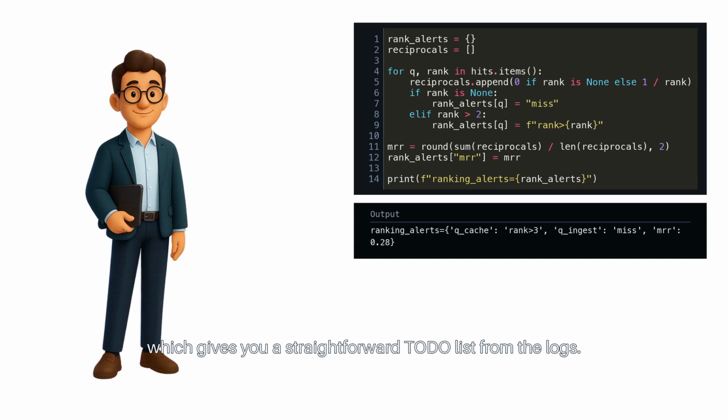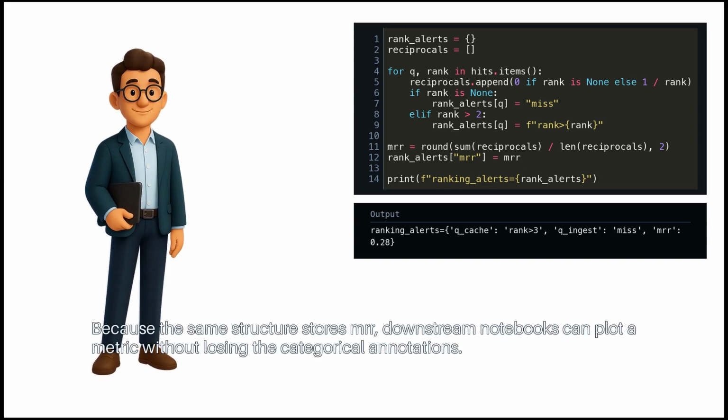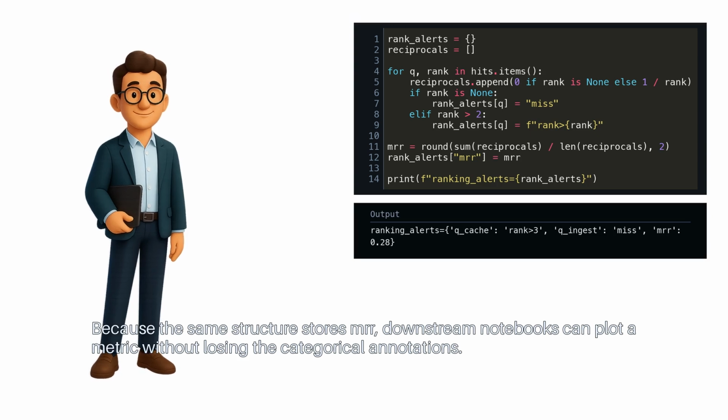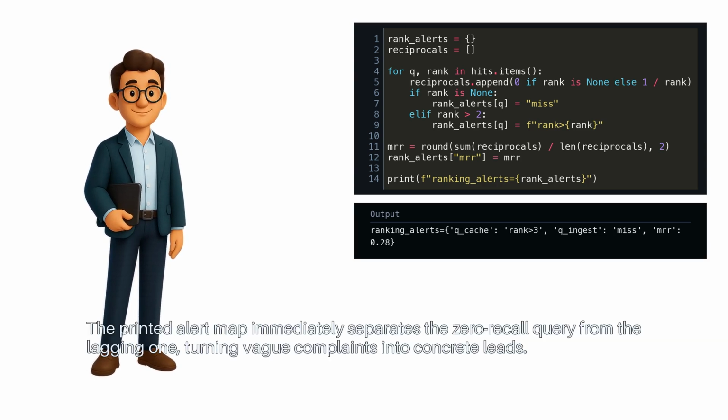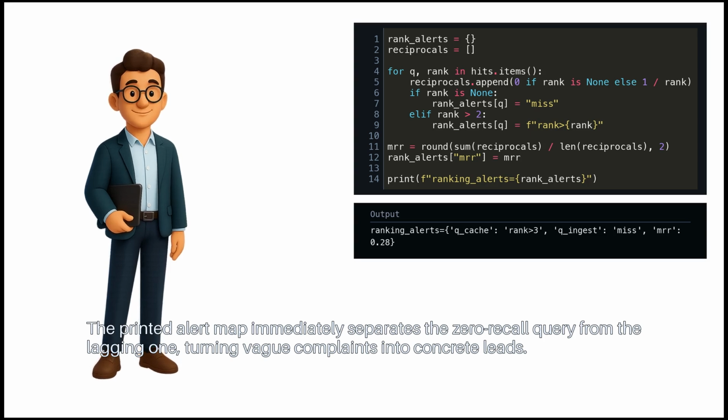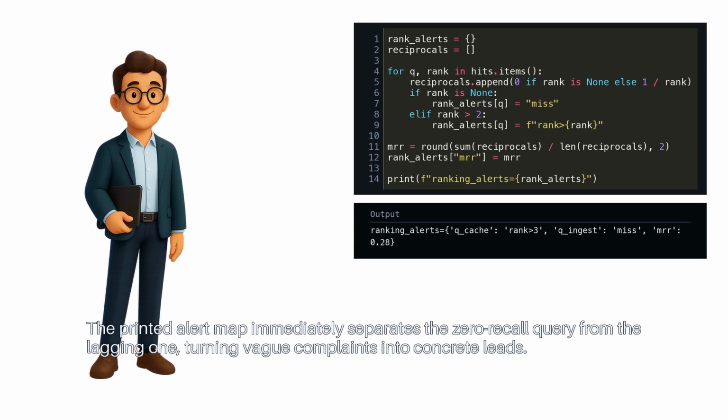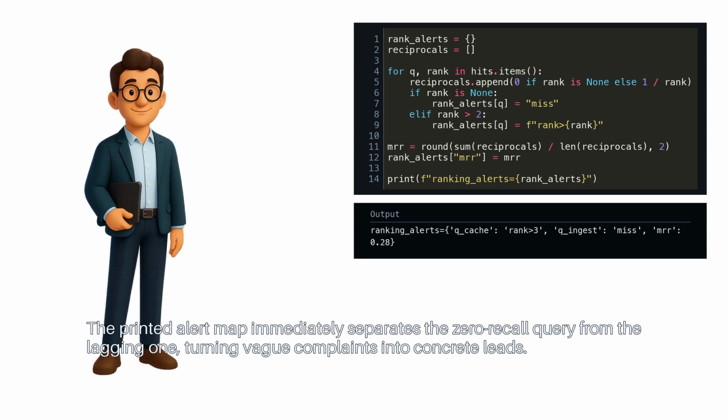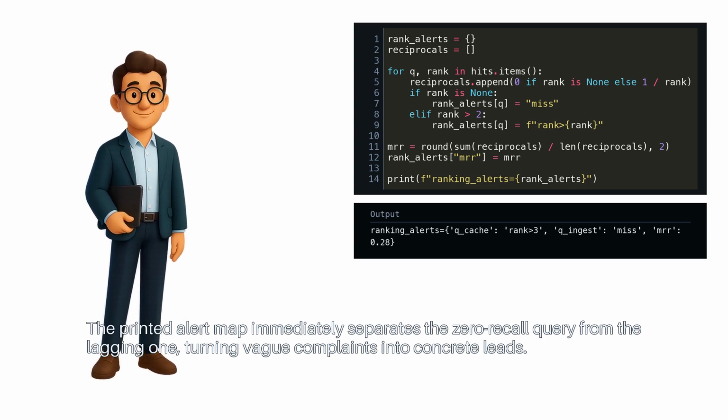gives you a straightforward to-do list from the logs. Because the same structure stores MRR, downstream notebooks can plot a metric without losing the categorical annotations. The printed alert map immediately separates the zero recall query from the lagging one, turning vague complaints into concrete leads.